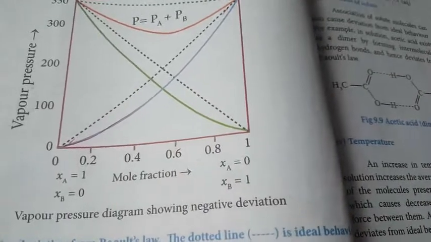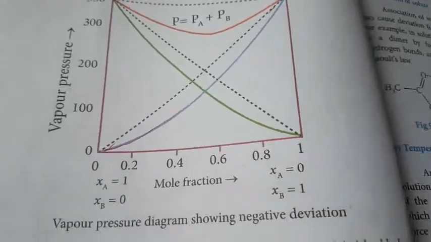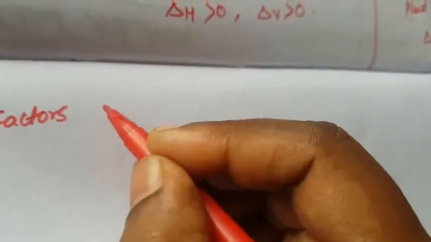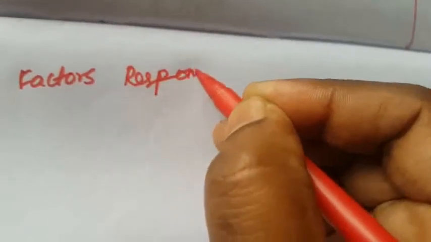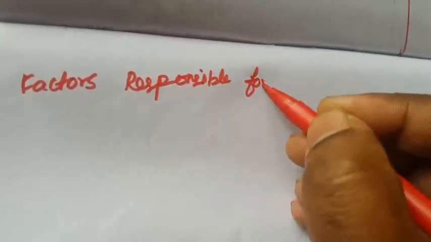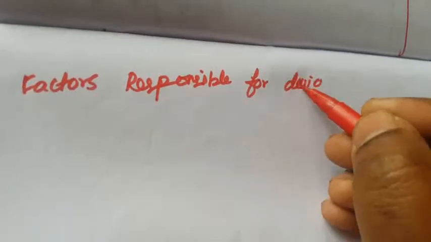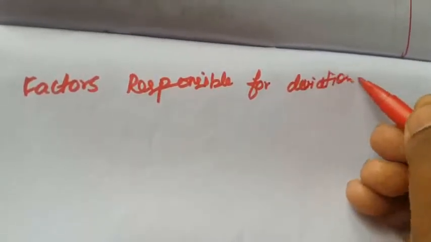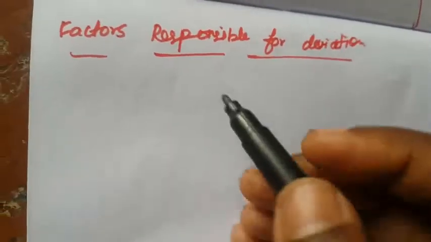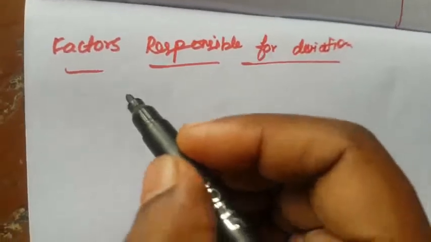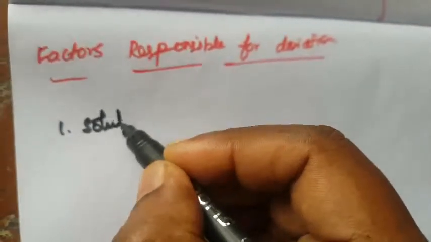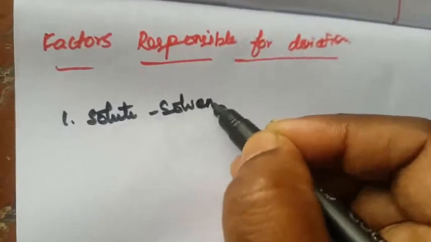Next we are going to see what are the factors responsible for the deviation. Here, the first one is solute and solvent interaction.